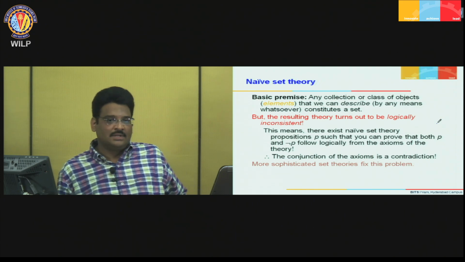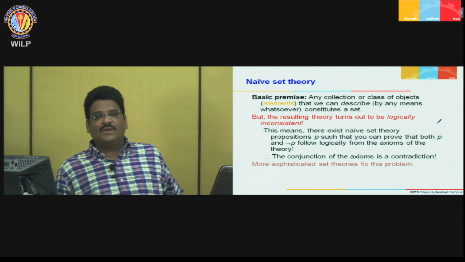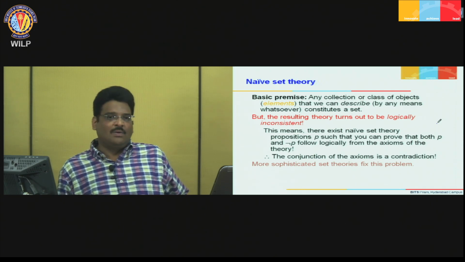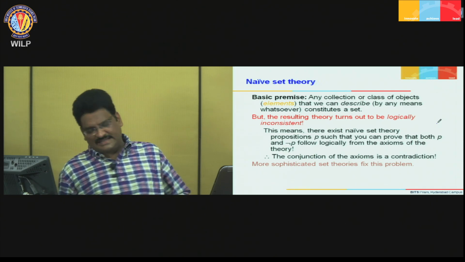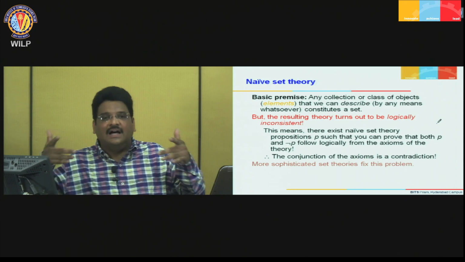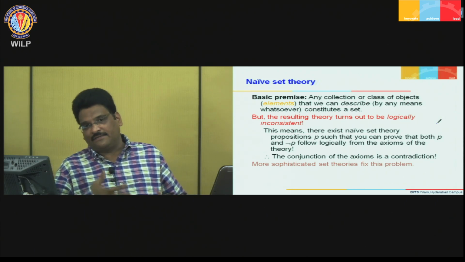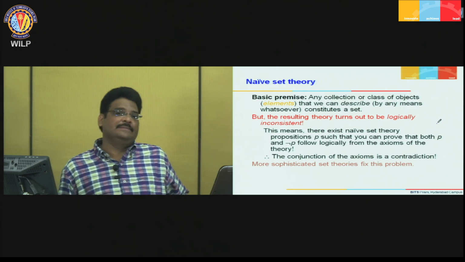However, we will study only naive set theory for this course, because whatever we define in naive set theory still holds good in ZFC theory or the further advancements of set theory.